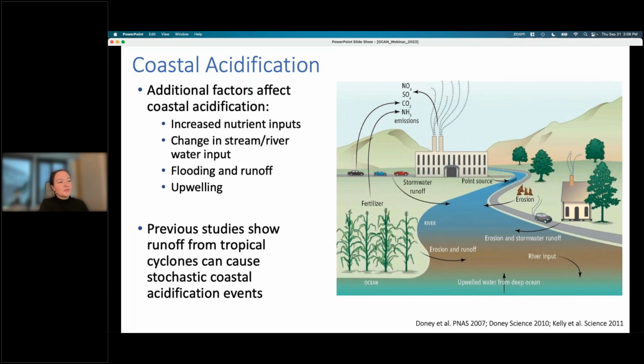In addition to more long-term changes such as nutrient pollution or upwelling, there have been previous studies that have shown runoff, specifically from tropical cyclones or high rainfall storms, can cause stochastic or unpredictable coastal acidification events in these environments. In addition, on top of long-term changes, these point or short-term events can have significant impacts on the overall ecosystem health, especially under chronic exposure to these low pH or high acidification environments.